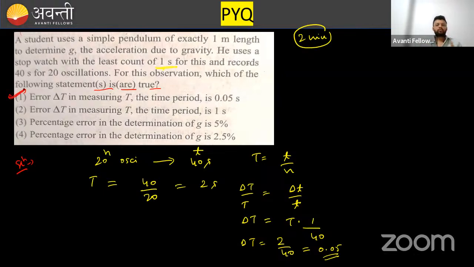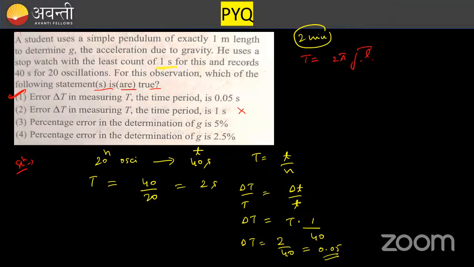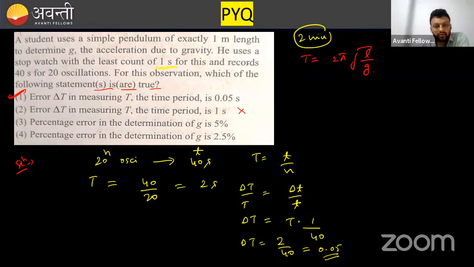If anyone had a problem with this, let me say once more: the time period, delta T, how much error is there in the time period? That is 0.05, which is option number 1. That means option 2 is automatically wrong. Now coming back, what is the error in the measurement of g? What is the formula of time period? T is equal to 2 pi under root L by g. And we want the error in the measurement of g. So if I square it, it will become g is equal to 4 pi square L by T square. Is it correct or not?